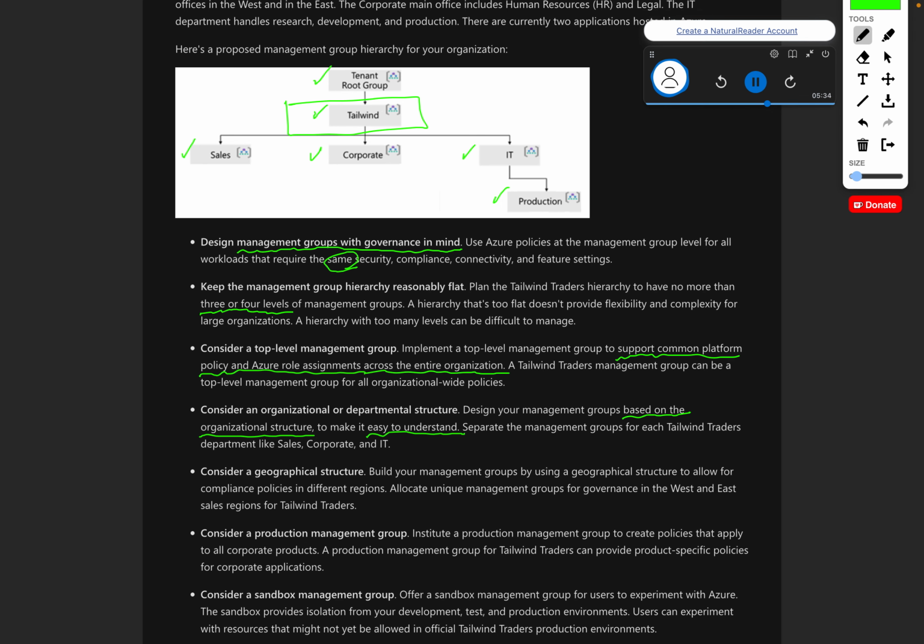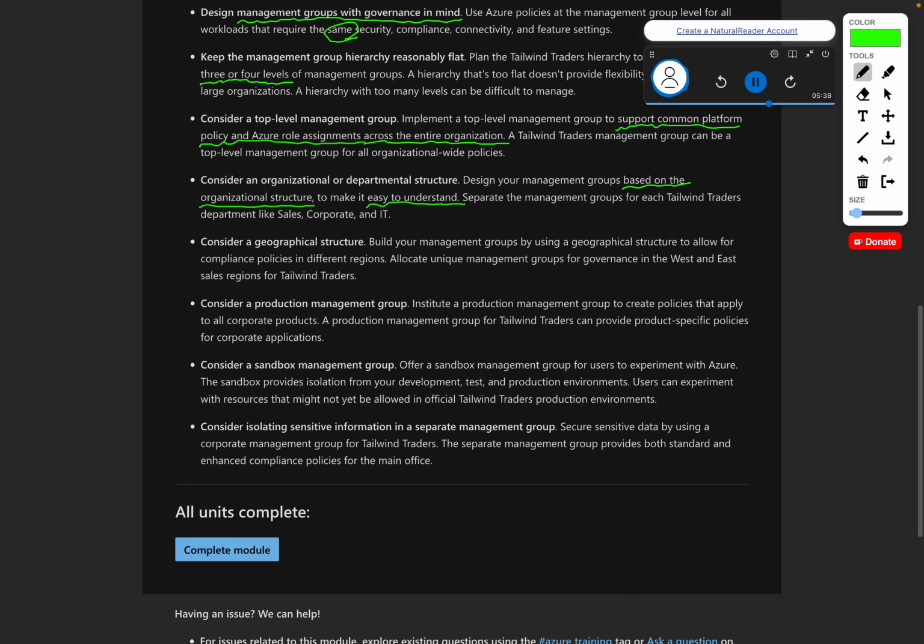Consider a geographical structure. Build your management groups by using a geographical structure to allow for compliance policies in different regions. Allocate unique management groups for governance in the West and East sales regions for Tailwind Traders.